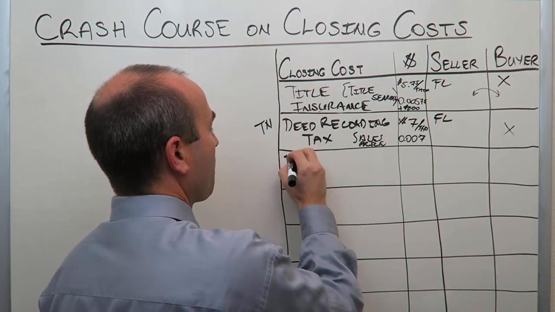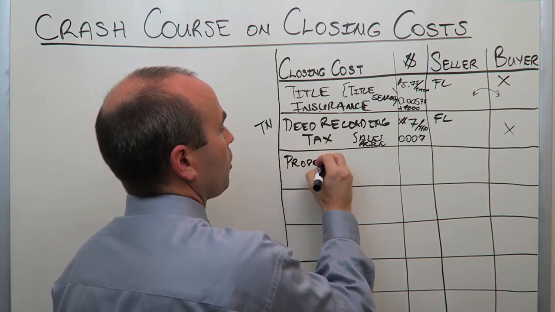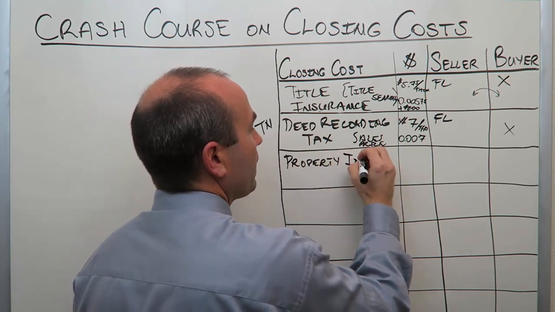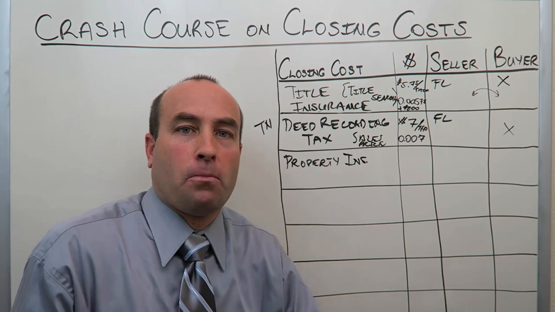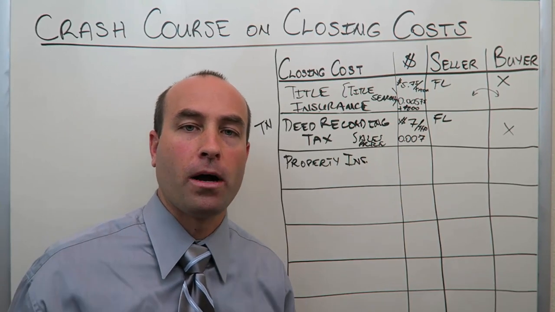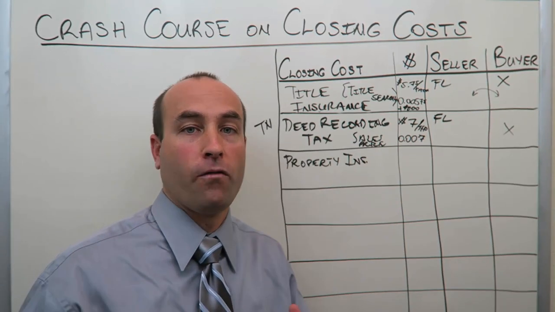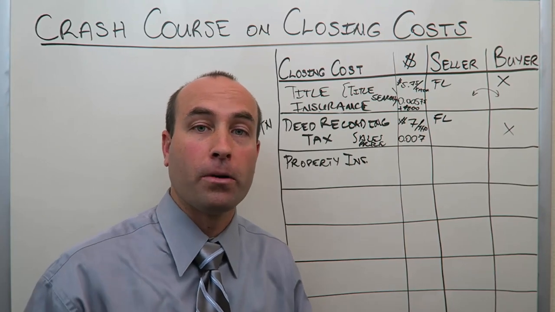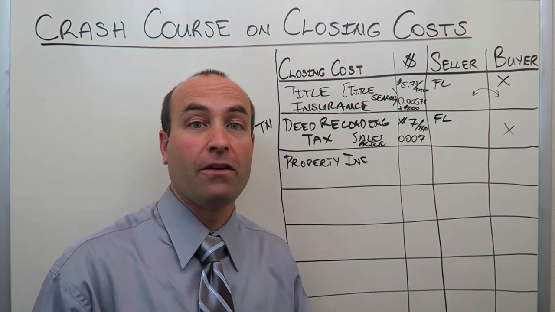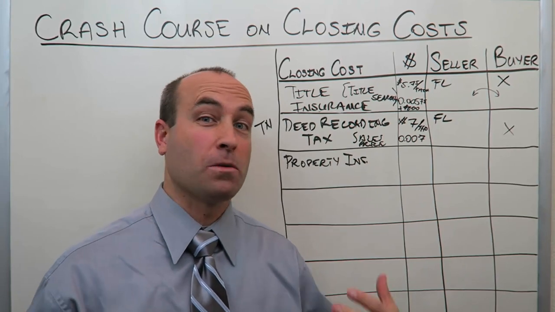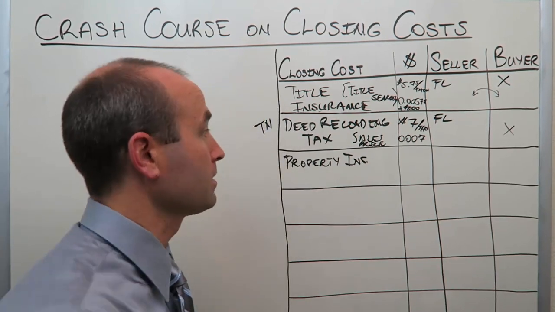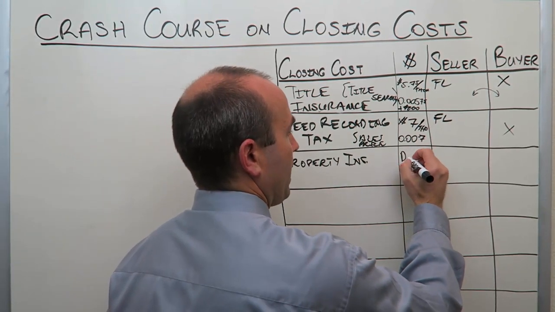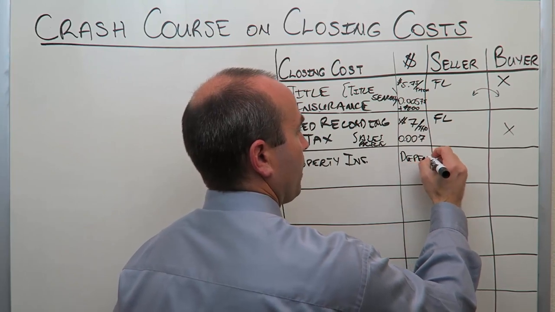All right, next thing is going to be property insurance. This is a closing cost, but it's something that basically is going to depend on whether you're getting a standard policy because you're moving in and you're owner-occupied, or if it's a landlord policy, if it's going to be a rental property, or if you're doing a fix-up, maybe a light fix-up, it's a vacant policy, or if it's a major rehab, you'd be doing a builder's risk policy. So this is going to depend. This thing's all over the map depending on what it is that you want to do.